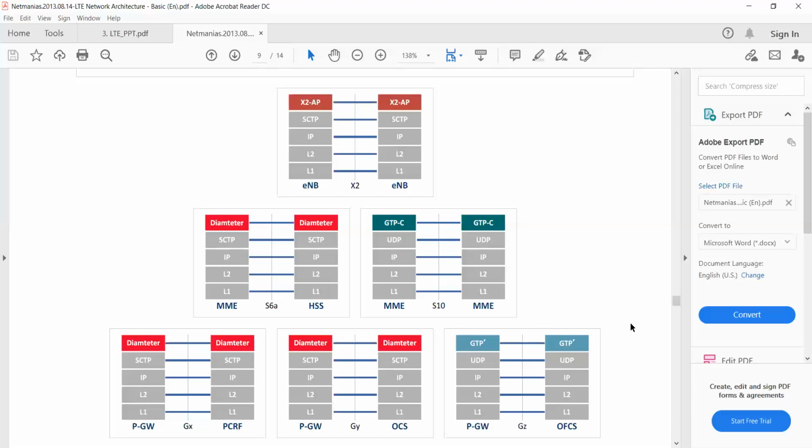That time OCS is not working. OCS will work in case of connected mode only. It's an online charging system. OFCS is in case of offline charging system. You are not connected to the network. You are just camped or in idle mode. Okay. Got it, sir.